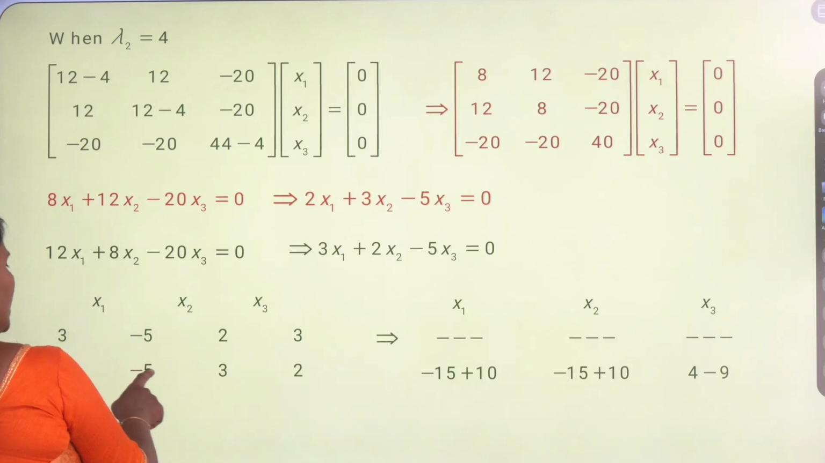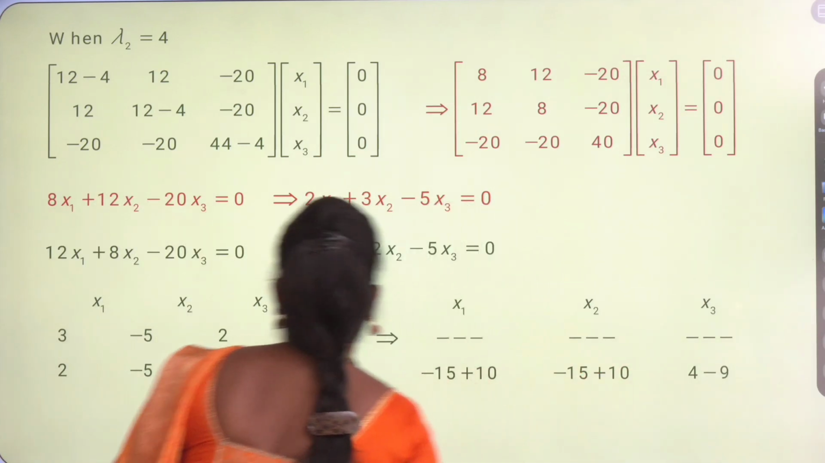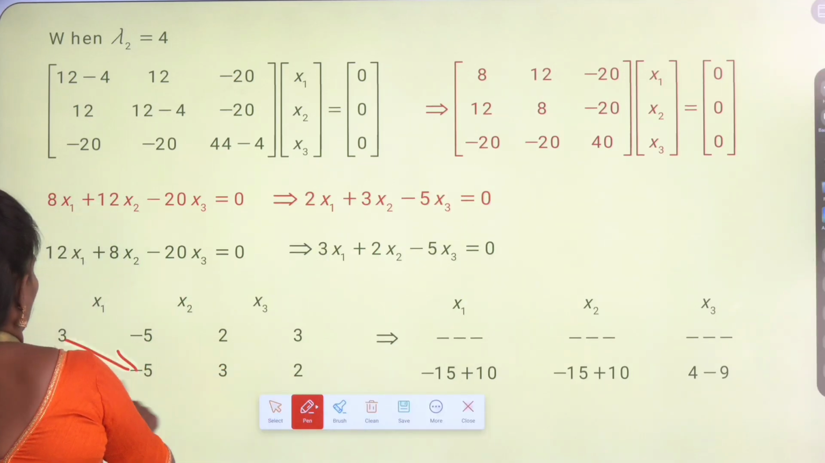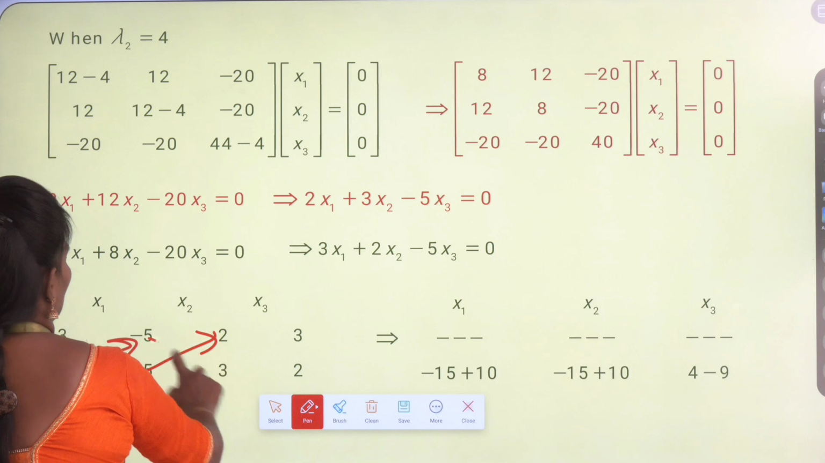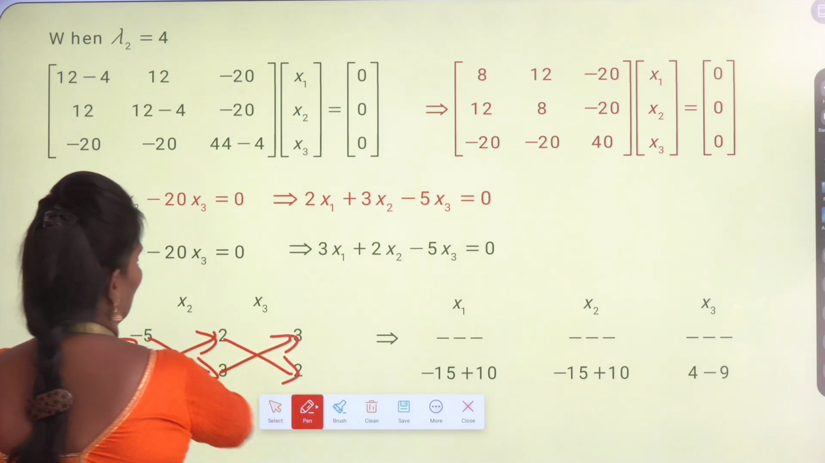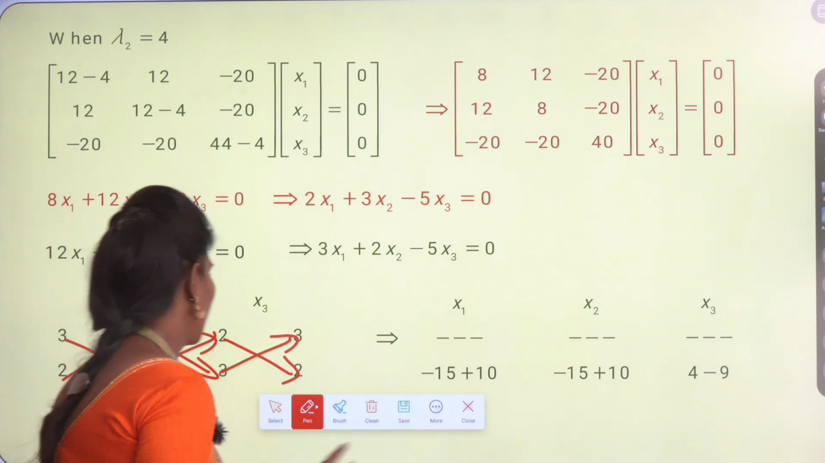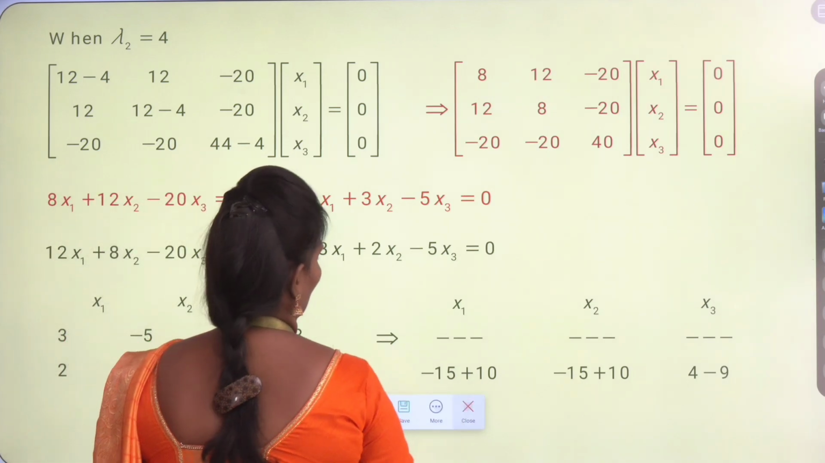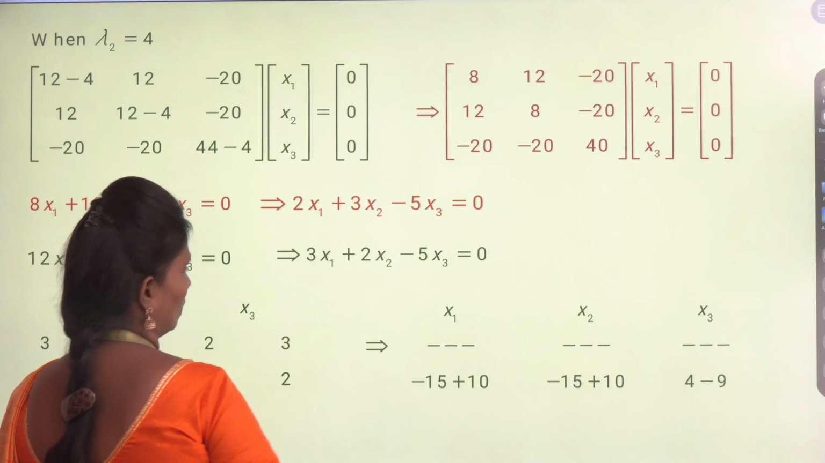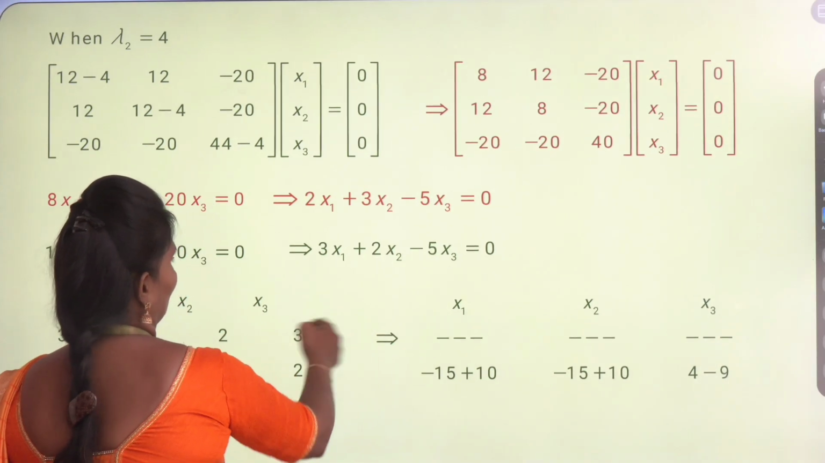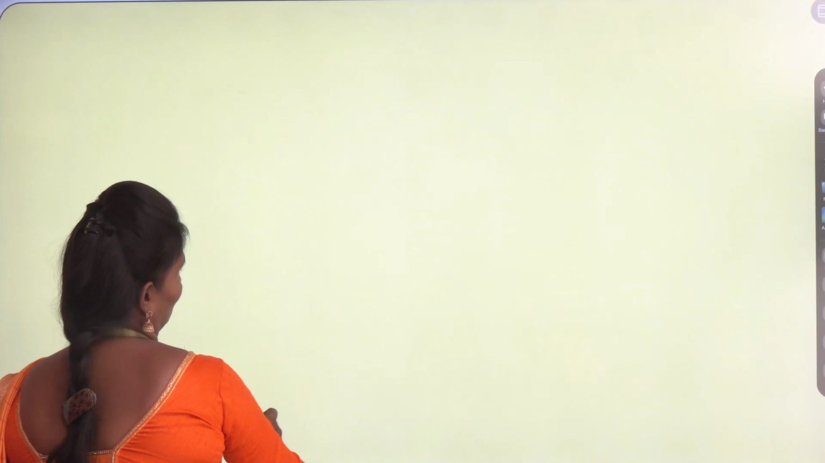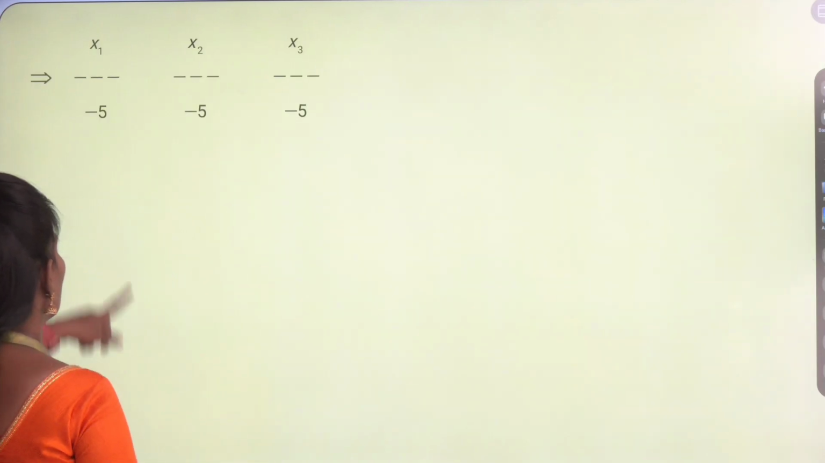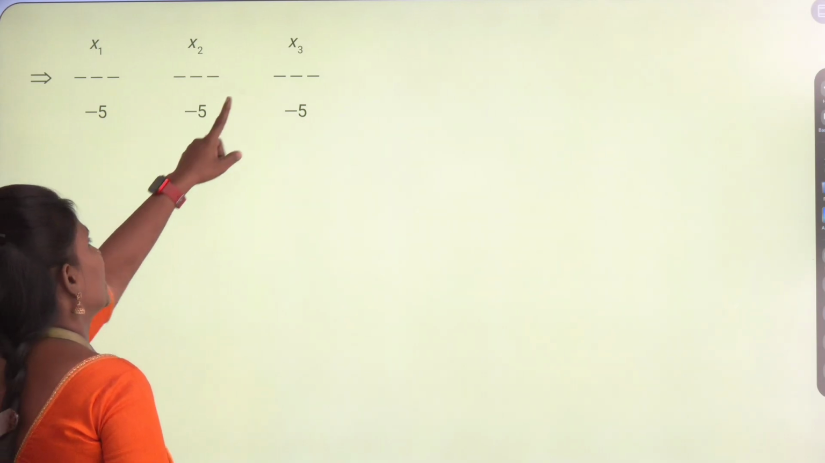That will make a cross multiplication only here. This cross multiplication only here. What is this cross multiplication? Second term, this cross multiplication. Then 3 into minus 5 is minus 15, 2 into minus 5 plus 10. Okay, like that you're going to solve. x1 divided by minus 5, x2 divided by minus 5, x3 divided by minus 5.